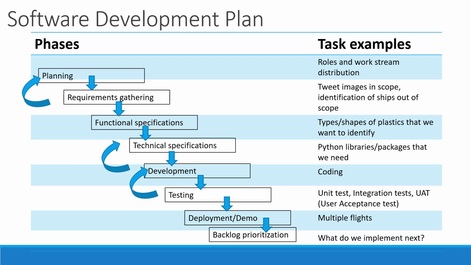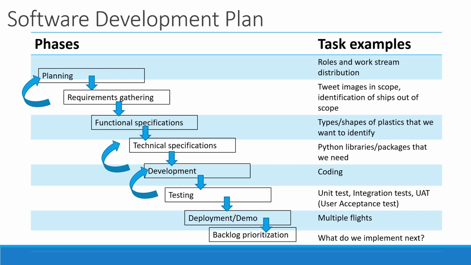Then going down, we go to requirements gathering. We have another arrow going back to planning in case there are bugs or something we need to fix in order to replan and assess our situation. For the requirements gathering, an example would be tweet images in scope, identification of ships out of scope.